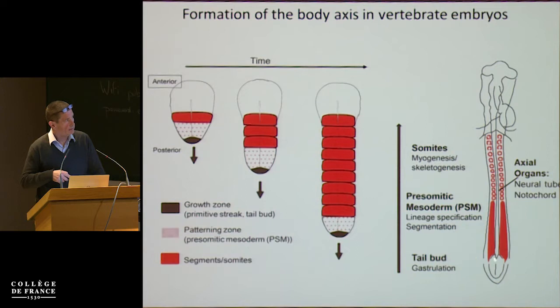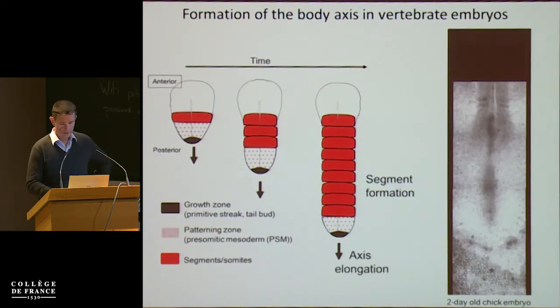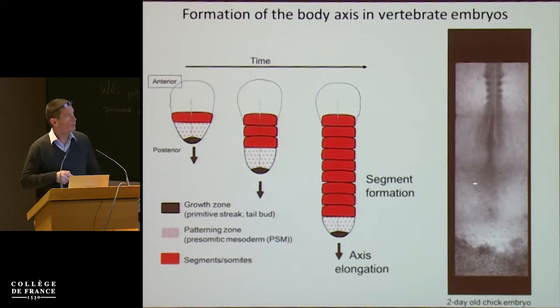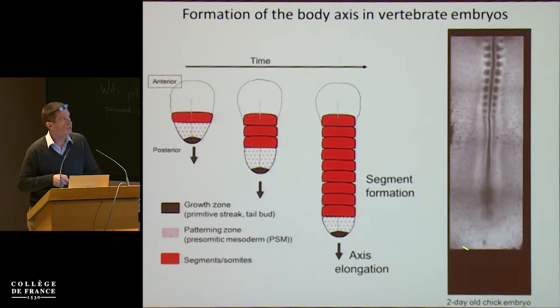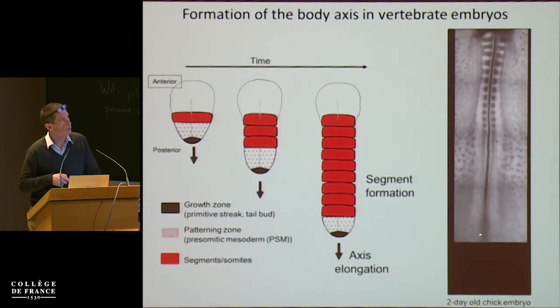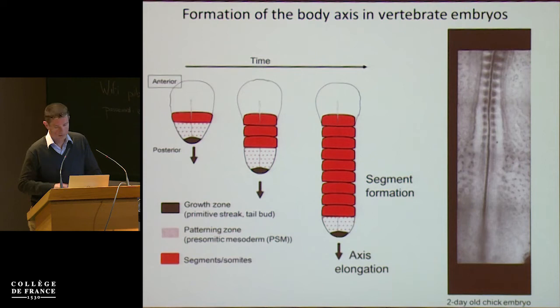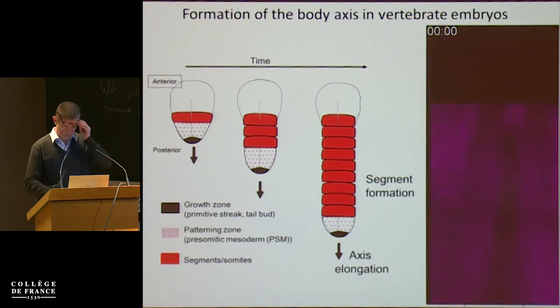So the paraxial mesoderm, which I'll discuss to some extent in this talk, arises from gastrulation, first at the level of the primitive streak and then in the tail bud. Then it forms the presomatic mesoderm and then the somite. And so this is just to give you a more dynamic view of how elongation proceeds in the embryo. This is a time-lapse movie of a chicken embryo where you can see the ongoing elongation.